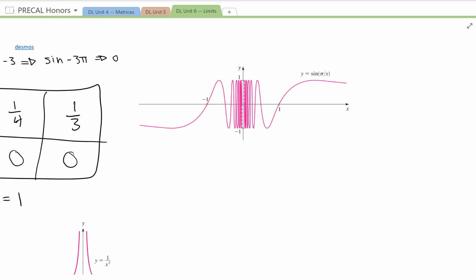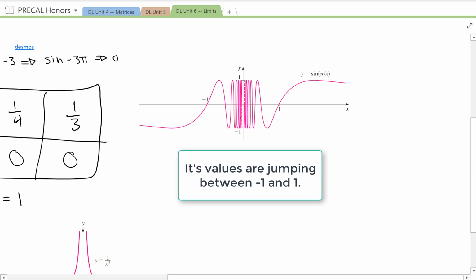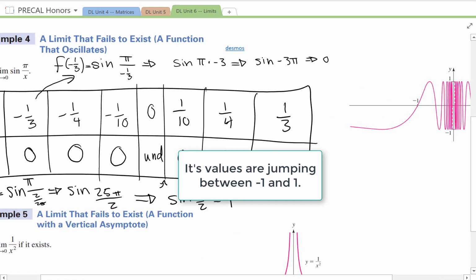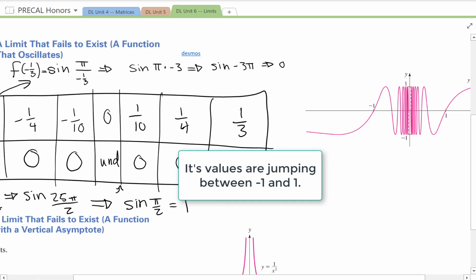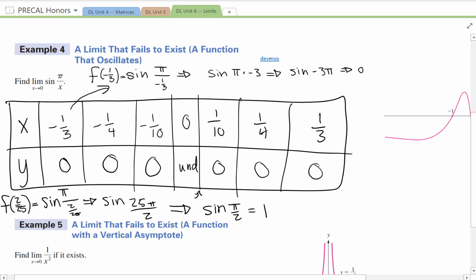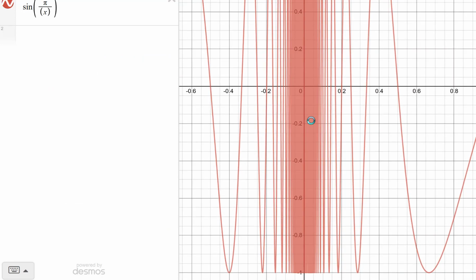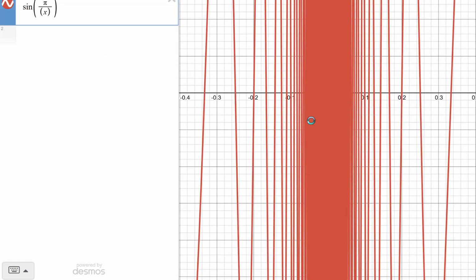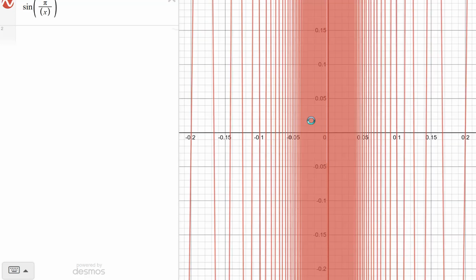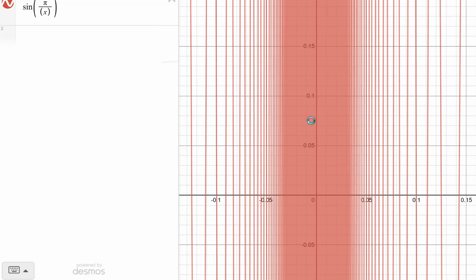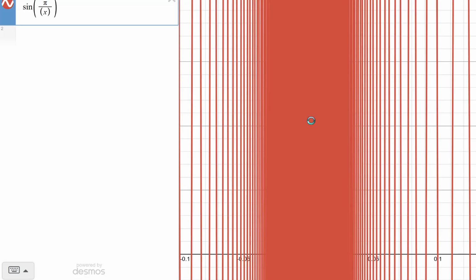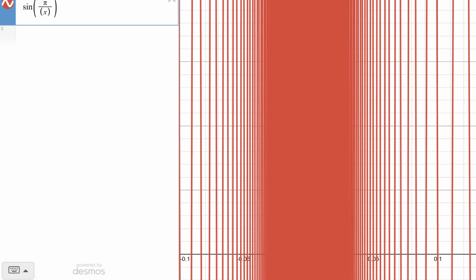This is an oscillating function. It is bouncing between 0 and 1 so fast that the limit does not exist. It is just jumping up and down between these values. I decided to graph this on Desmos. As we continue to zoom in, it's really hard to zoom in because there are so many lines, and you can only zoom in by touching the white spaces. Yeah, this is crazy. This is an oscillating function, really zoomed in. That's why the limit doesn't exist.